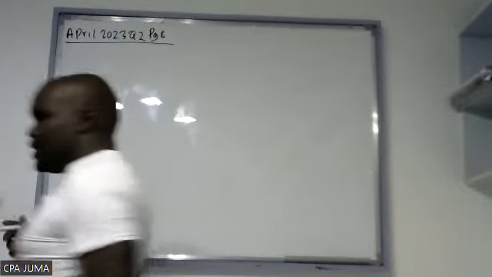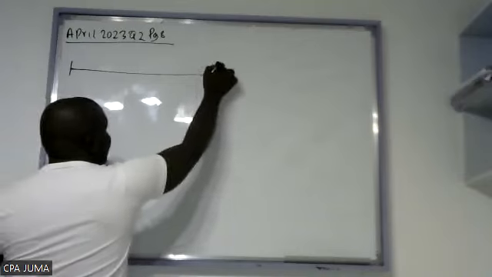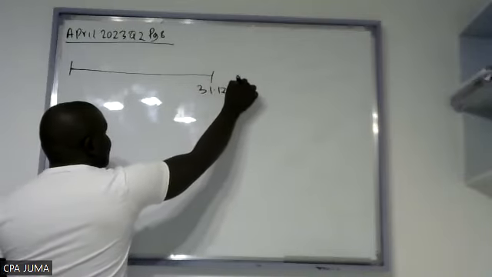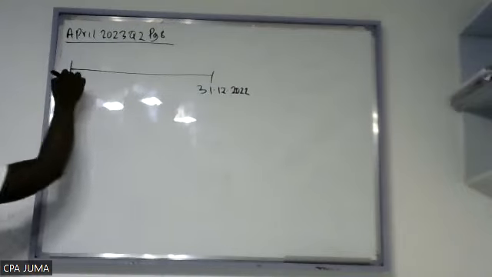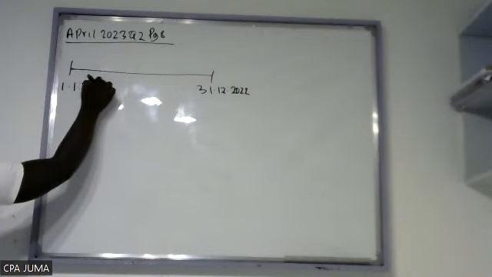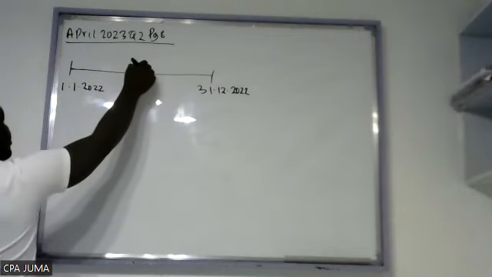Can you come up with a number line? So number line, the financial year is ending on 31st December. It means it must start on 1st January. They added additional shareholdings on 30th September.